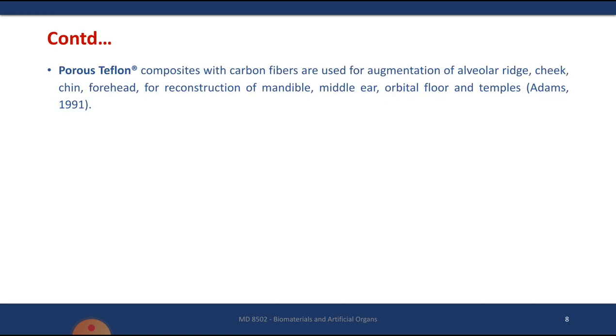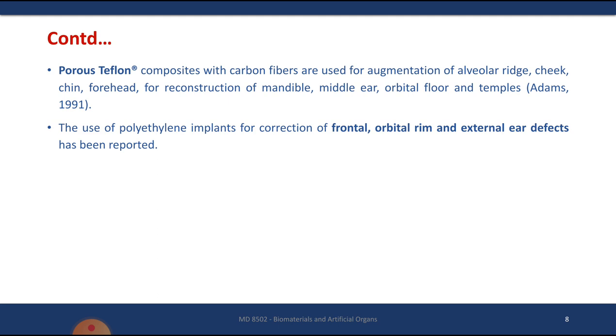And there is another thing called porous Teflon with carbon fiber, which is mainly used for augmentation of alveolar ridge, cheek, chin, forehead, mandible, middle ear, orbital floor and temples, which is almost like all the main prominent areas of the face. And then there is the use of polyethylene for correction of frontal, orbital rim and external ear defects.